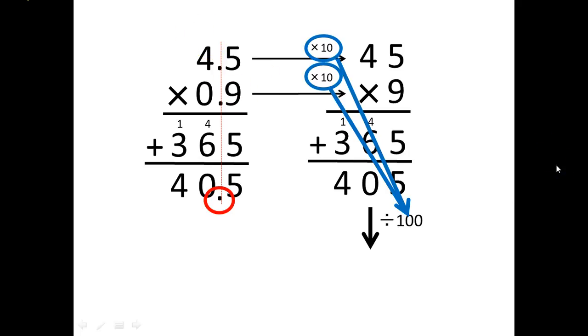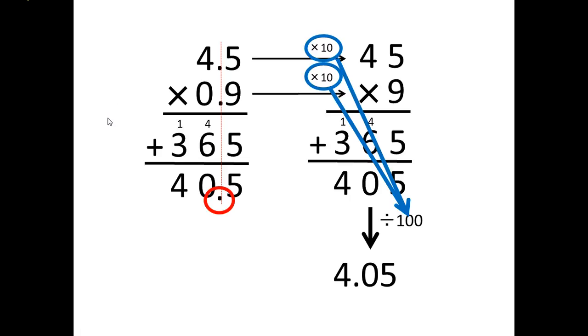Well, what's 405 divided by 100? Like we discussed and looked into in Unit 1, when we divide something by 100, the decimal point moves 2 places to the left, right? So the answer is 4.05. And that should be the answer to this original number sentence, 4.5 times 0.9.